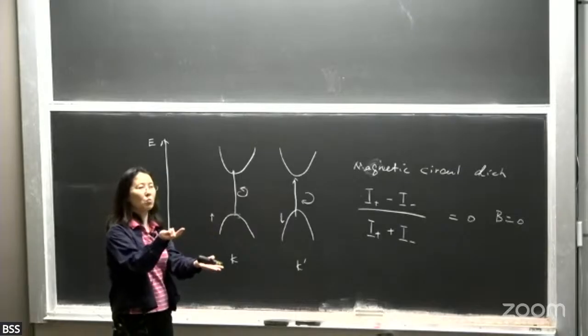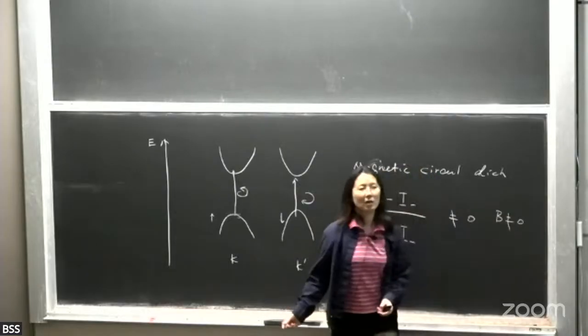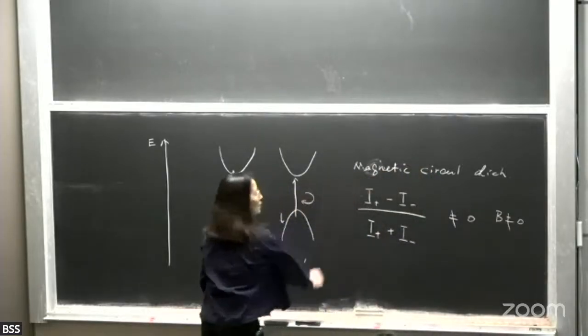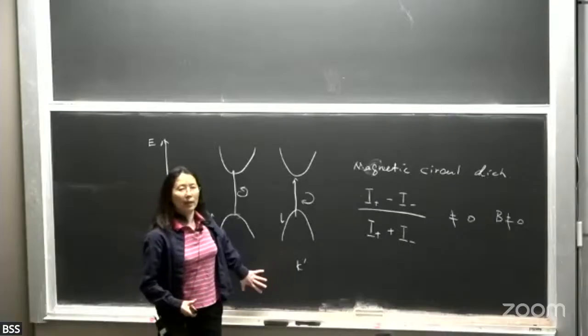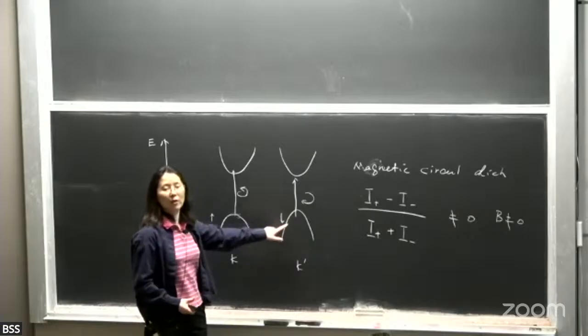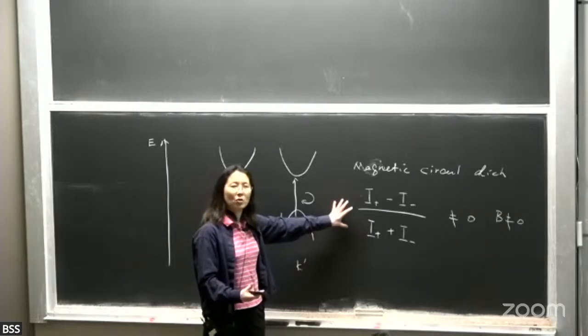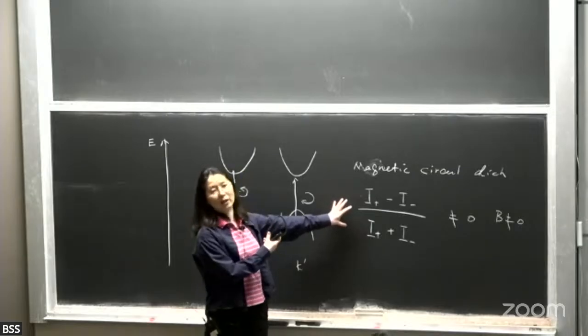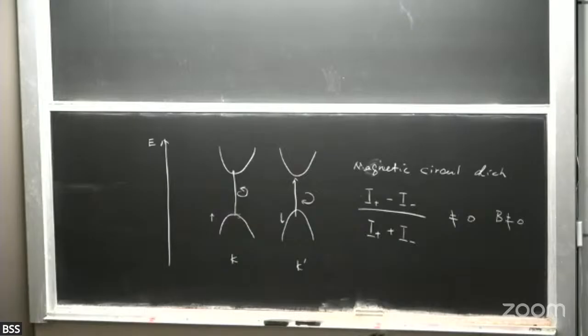But if I just apply a small magnetic field, this thing is not going to be zero when the magnetic field is not zero. And what this quantity represents is the imbalance between the K and the K prime valleys. And because the spin is locked to the valley, this difference is proportional not just to the valley polarization, but also to the spin polarization. And that's just the magnetization. So this MCD is linearly proportional to the magnetization. And the ratio to the small magnetic field will be just the susceptibility. So this is how we measure it.